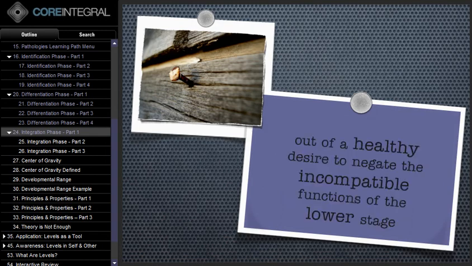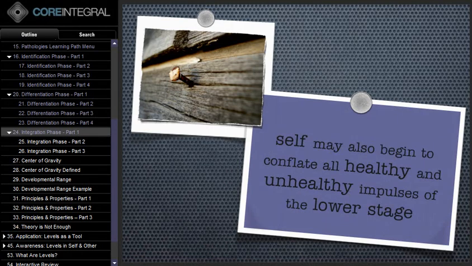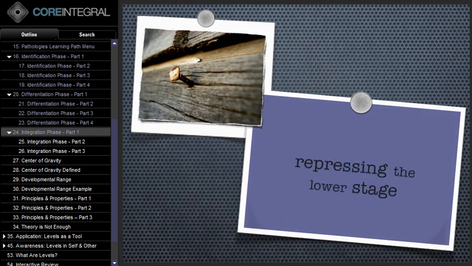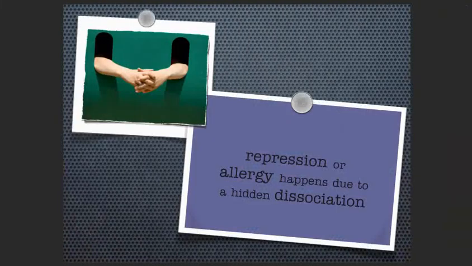Additionally, out of a healthy desire to jettison or negate the incompatible functions of the lower stage, the self may also begin to conflate all healthy and unhealthy impulses associated with the lower stage, consequently repressing the lower stage out of a fear of infecting or jeopardizing its newly emerging superior identity. This latter rejection or repression of the lower by the higher is also an example of a dominator holarchy. The most important point is, in either case, repression or allergy happens due to a hidden dissociation. Moreover, the hidden dissociation which leads to allergy at the integration phase is twofold.